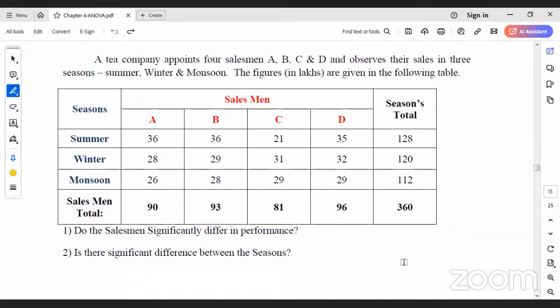So to identify one-way and two-way, observe carefully. In the previous problem, schools A, B, C, D, this side information is not mentioned. Yes or no? That is the reason that problem belongs to one-way classification. If this side information is available like this, summer, winter, monsoon, we can say that this is the first way and this is the second way. ANOVA two-way classification model.